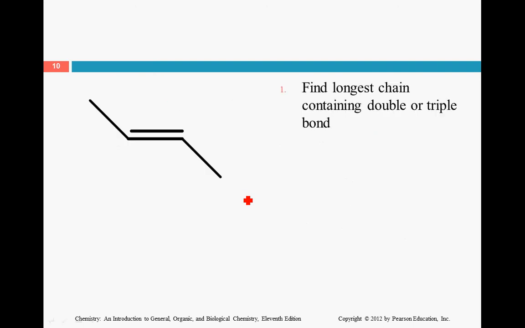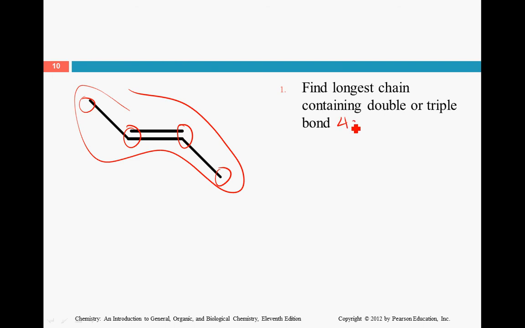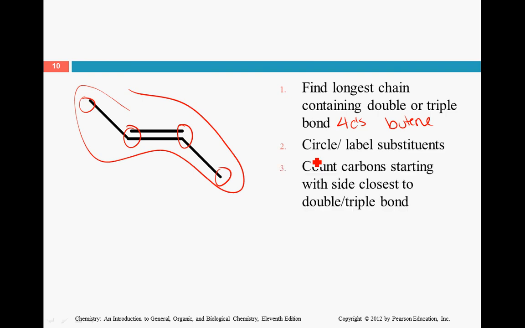Try it again. Find the longest chain. Well, here's our longest chain. 1, 2, 3, 4 carbons again. So we're sticking with but-. It's going to end in -ene because of the double bond. Circle and label the substituents. Well, there are none here, so we don't have to worry about that.